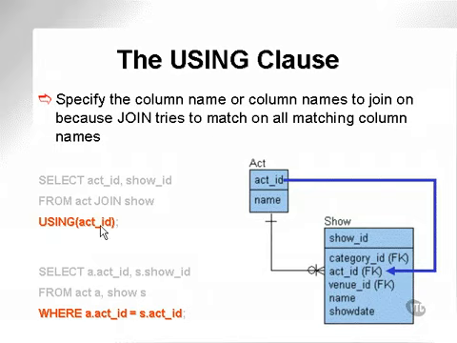So the using clause, we can clearly see, is used to force a column name into the join, rather than allowing the natural join to assume either a single or multiple column names. Obviously, if we had a situation where we had multiple columns that we wanted to join on, we could have a comma delimited list, such as using act ID, comma, show ID, etc.